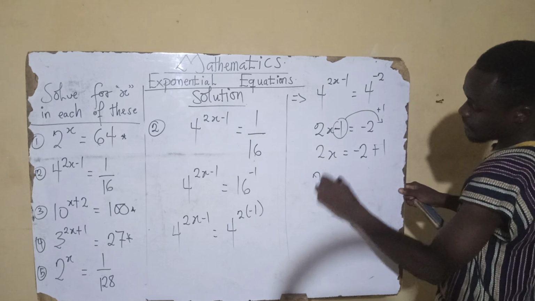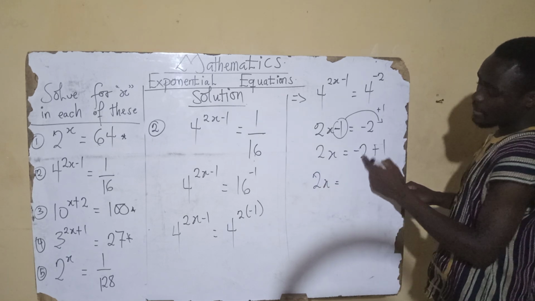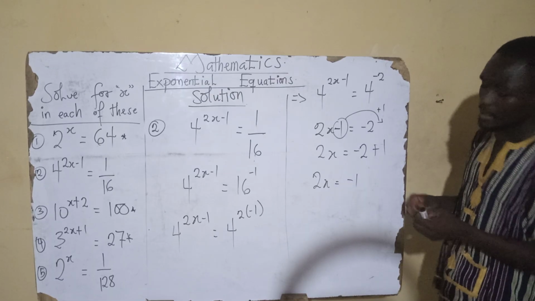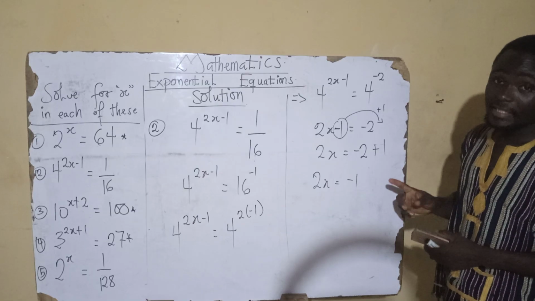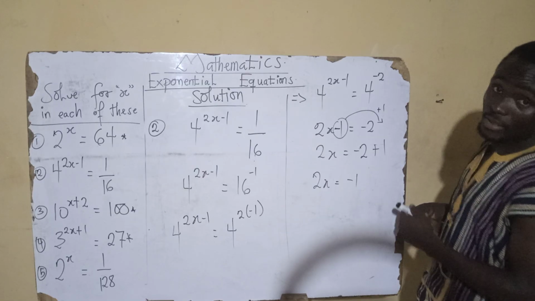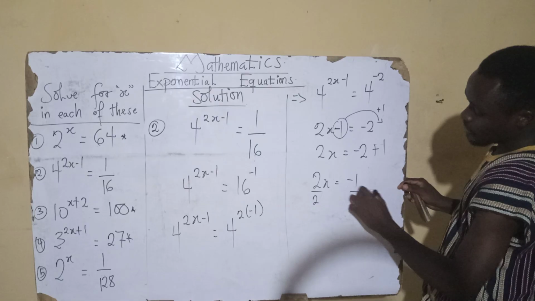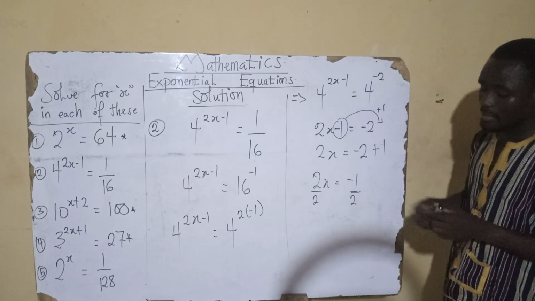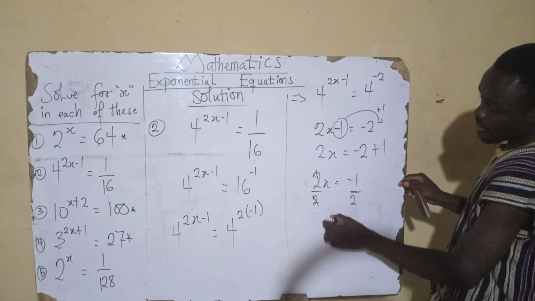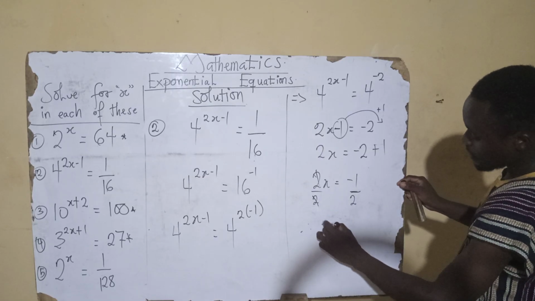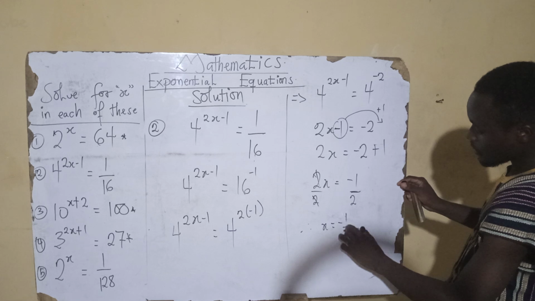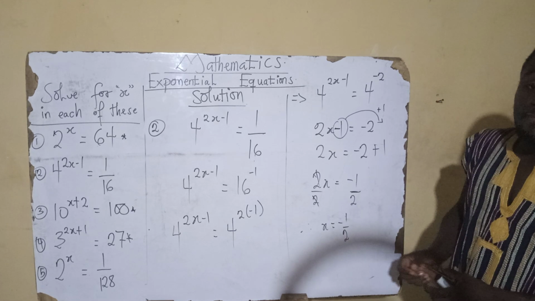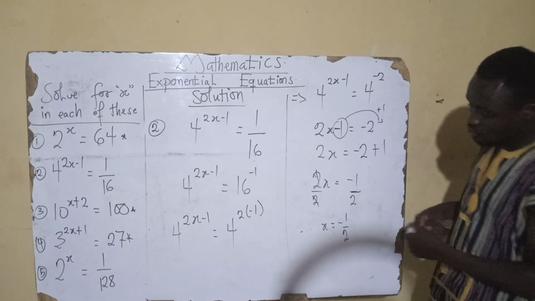Very good. So we have 2x equal to negative 2 plus 1, which gives what? Negative 1. Are you clear with that? Negative 2 plus 1 gives me what? Negative 1. So here I will divide through by positive 2, both sides by positive 2, then the 2s cancel out. I'm going to get my x to be negative 1 out of 2. Meaning the value of x becomes negative 1 out of 2.